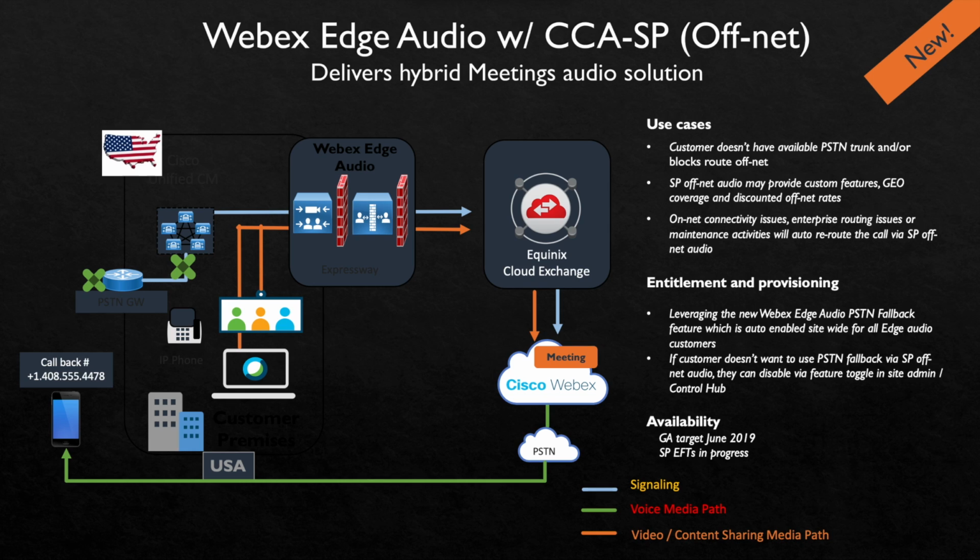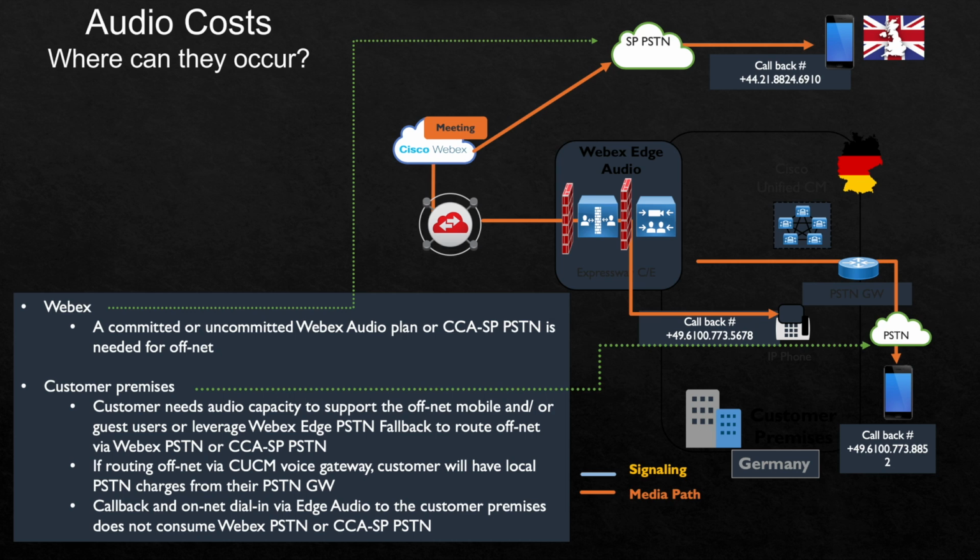Cloud Connect Audio, or CCA, can also be used in deployments that allow PSTN fallback. Again, that's a new feature. PSTN fallback was always an independent feature. Now it can be used in connection with CCA. PSTN fallback can be used in connection with the Equinix Cloud Exchange, and you can use all three together or in any combination of the three that best suits your environment deployment.